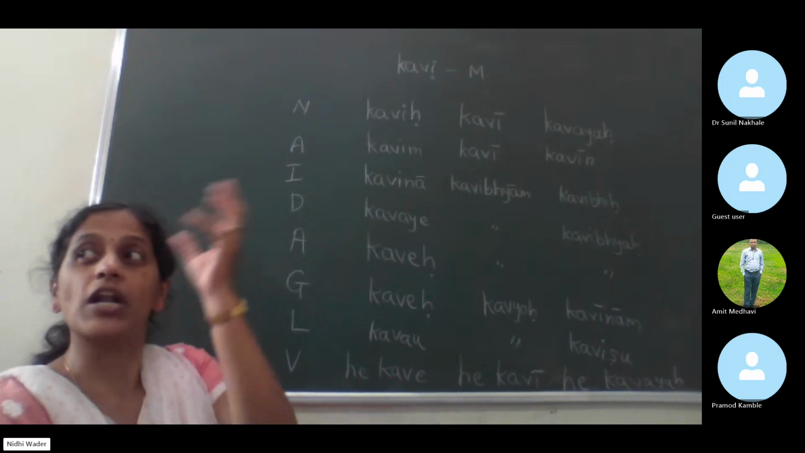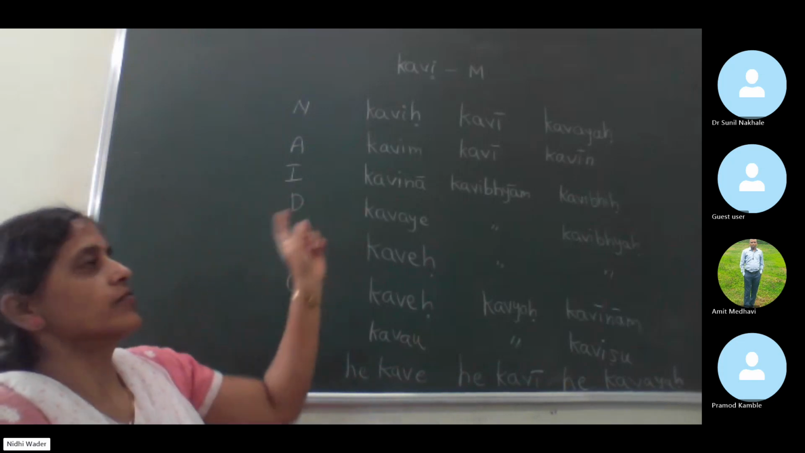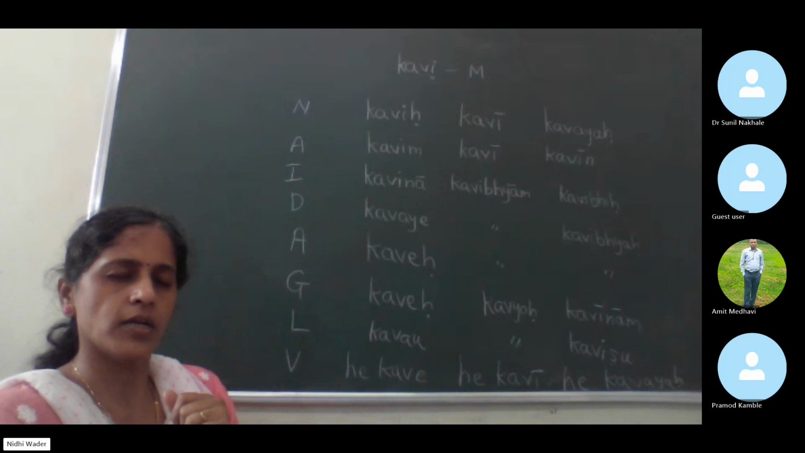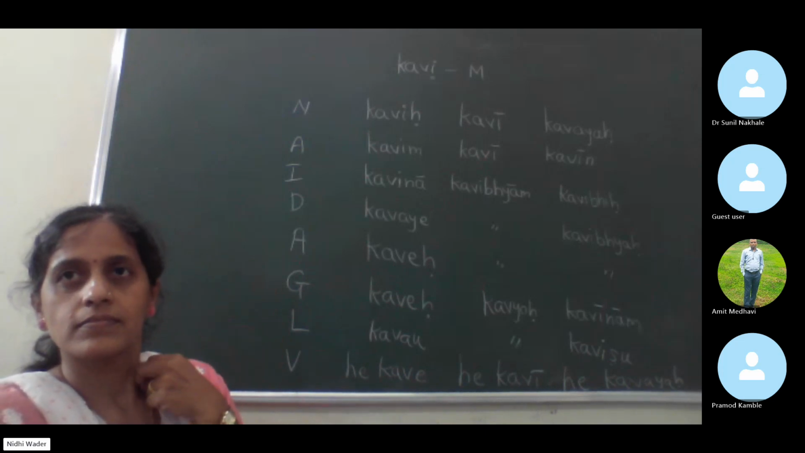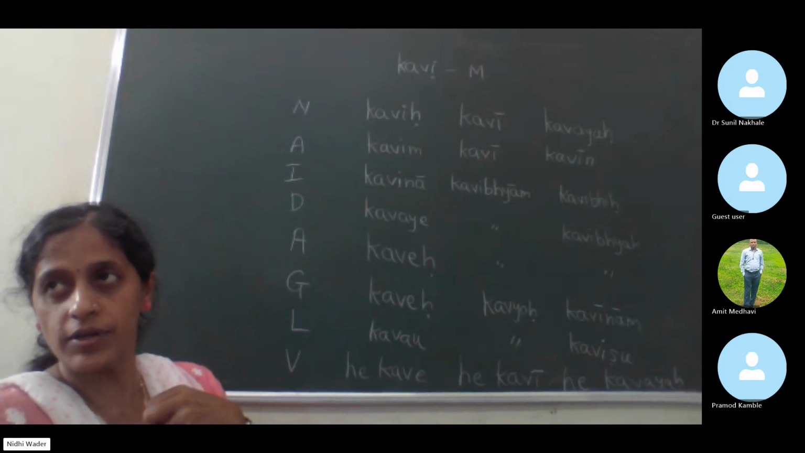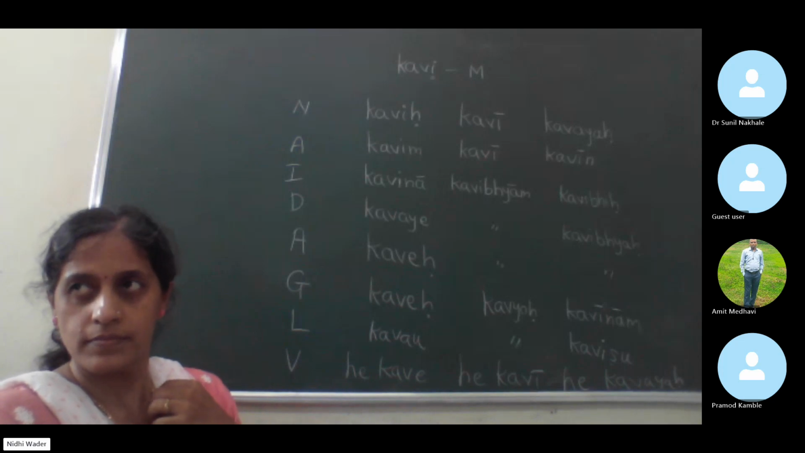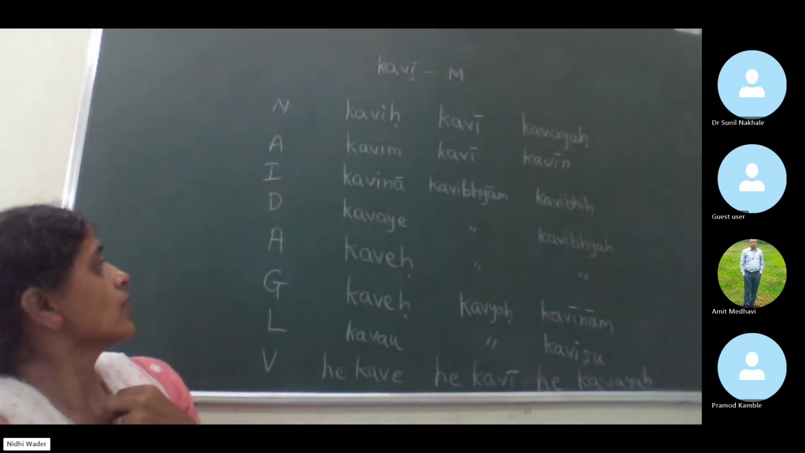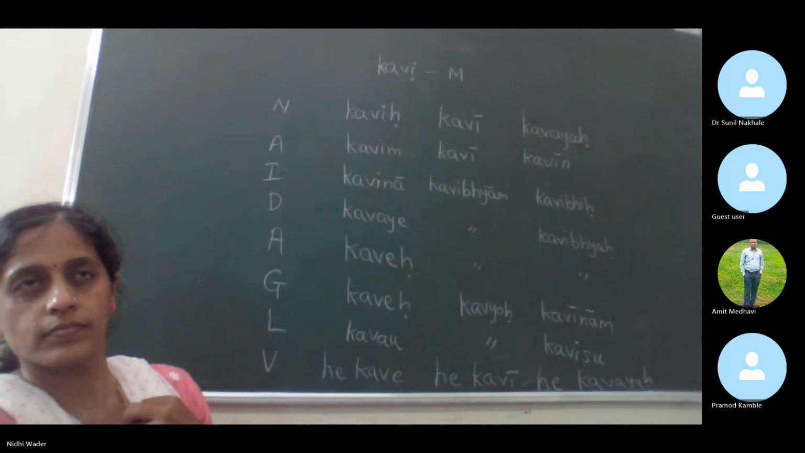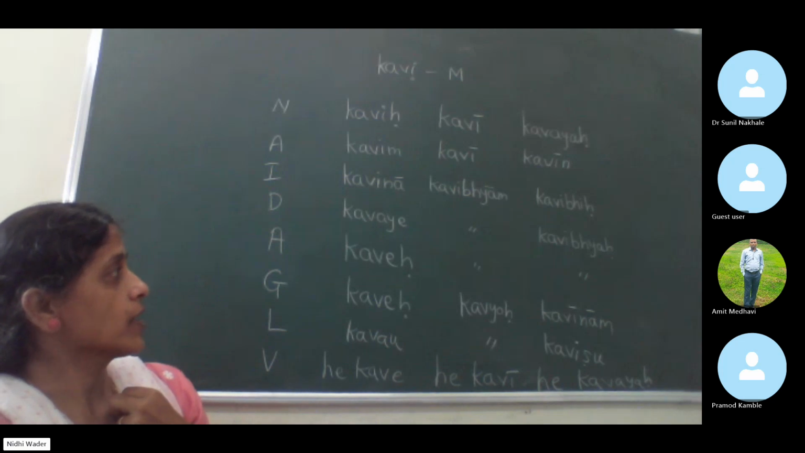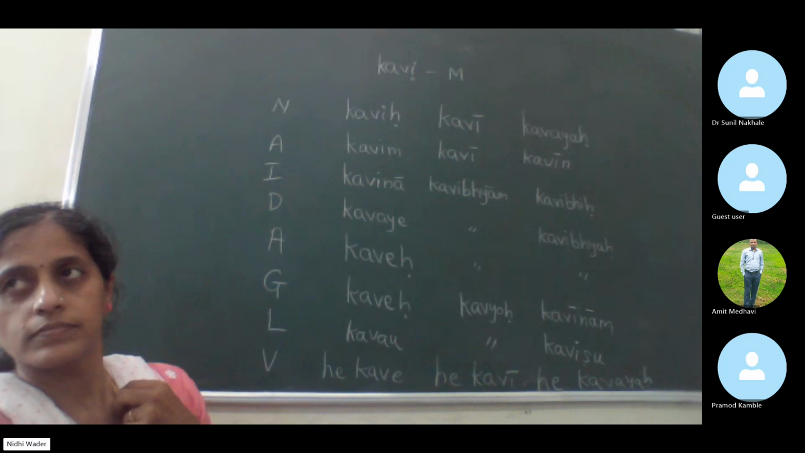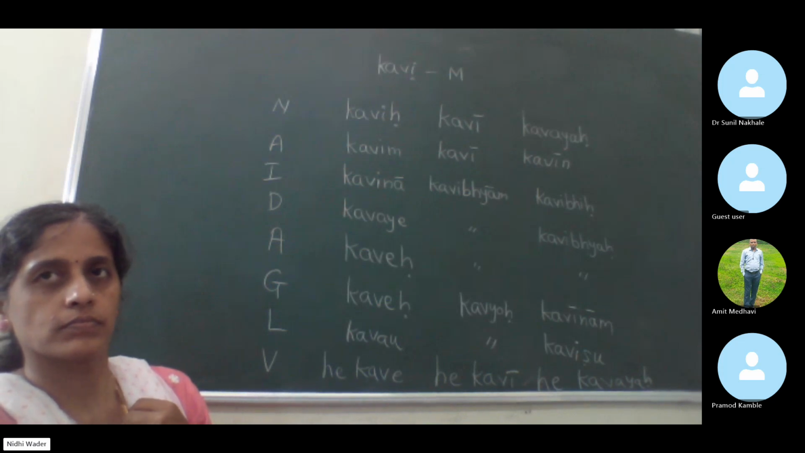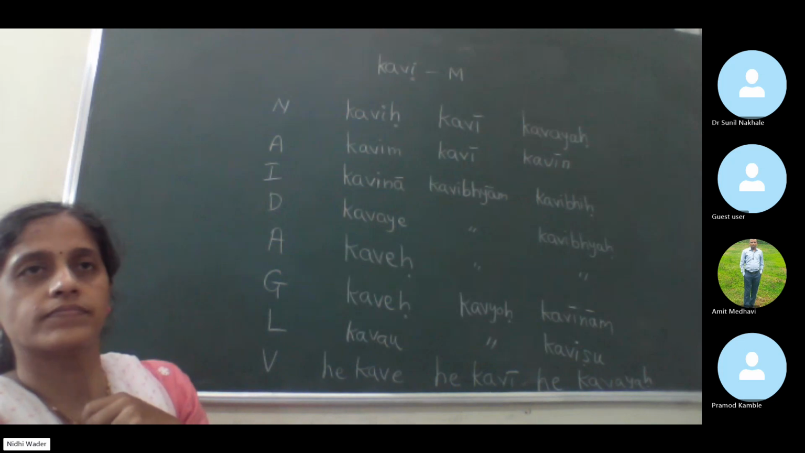Please repeat after me, but not loudly because there is an exam. So slowly. Kavihi, kavim, kavin. Kavina, kavibhyam, kavibhihi. Kavaye, kavibhyam, kavibhyaha. Kavehe, kavibhyam, kavibhyaha. Kavehe, kavyoho, kavinam. Kavau, kavyoho, kavishu. He kave, he kavi, he kavayaha.